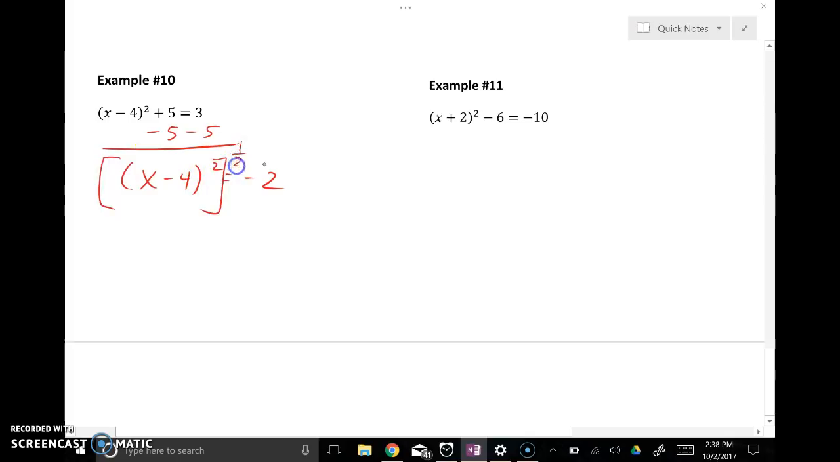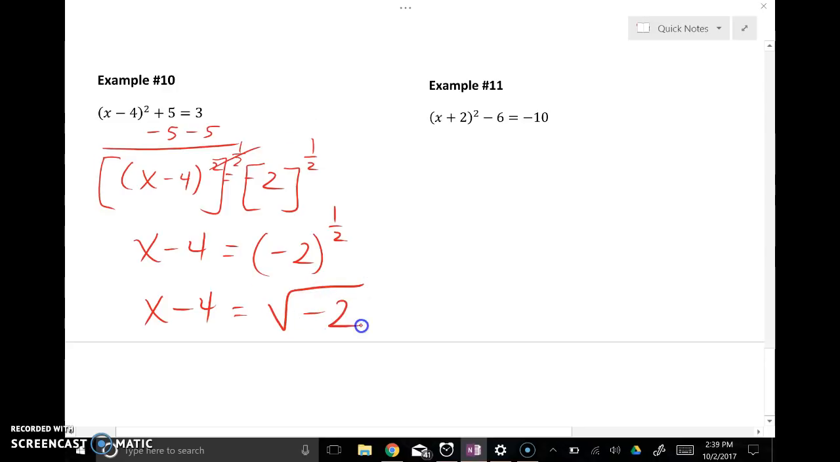Now, right away, some of you are probably starting to get a little self-conscious or a little nervous. That's what I wanted to happen over here on the left side, is I wanted those exponents to cancel, and I got my x minus 4, which is awesome, but I've got negative 2 to the 1/2 power. If you type that in your calculator, you're going to get an error, and that's because raising something to the 1/2 power is the same as taking the square root. Now remember, we're dealing with a complex number at this point.